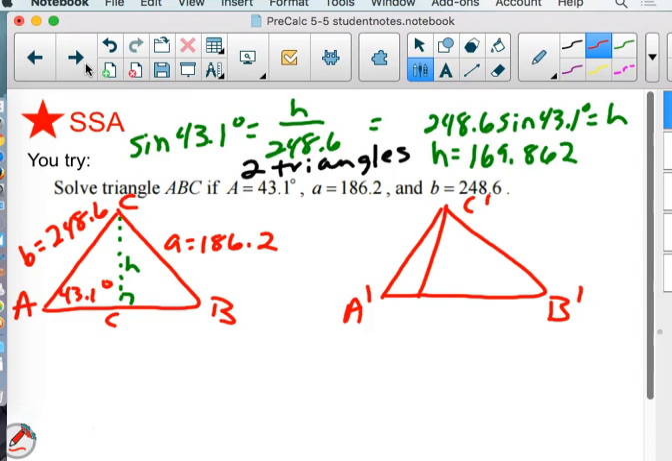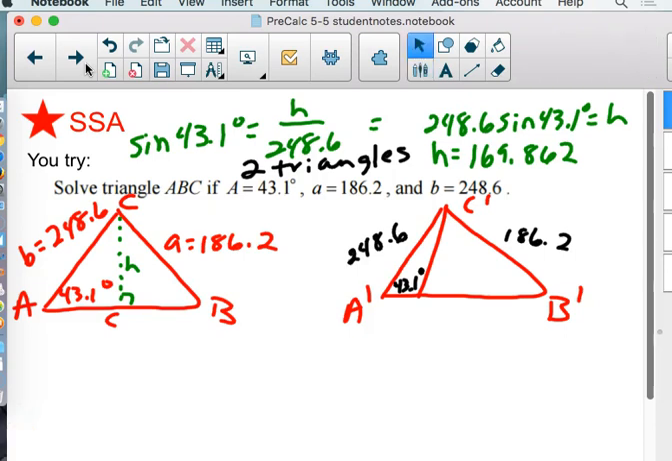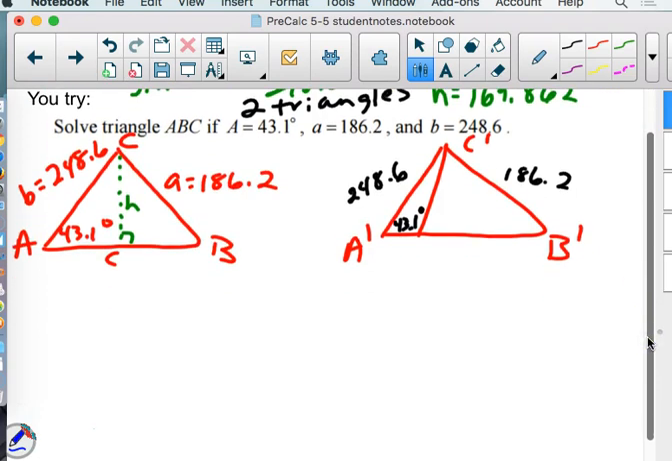But we're still going to have the 43.1 degrees. We're still going to have the 186.2 over here for little a, and 248.6 over here for b. But now it's set up so we can see how everything's going to come together. So let's start doing some math. We can basically ignore the h. All of that was to figure out whether or not we're going to get two triangles or not, and we know we do. So where is our set of opposites that we're going to want to use every time we look at this stuff?